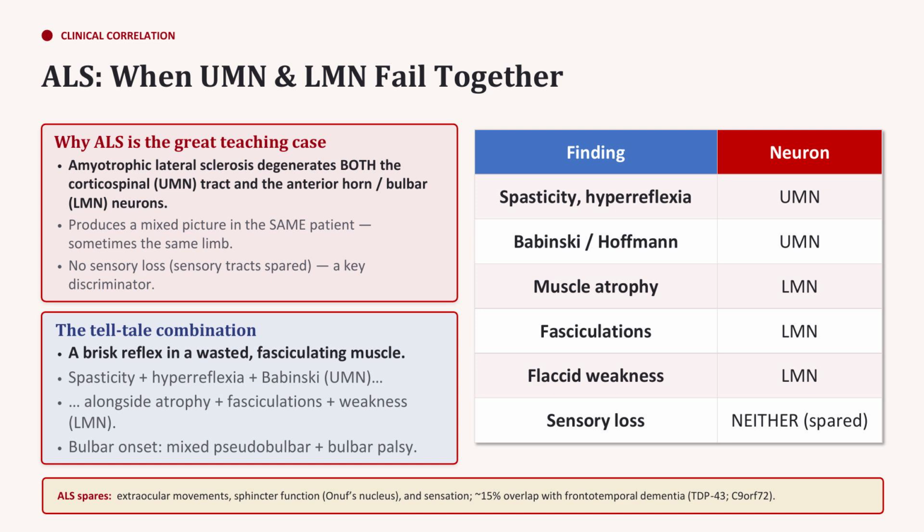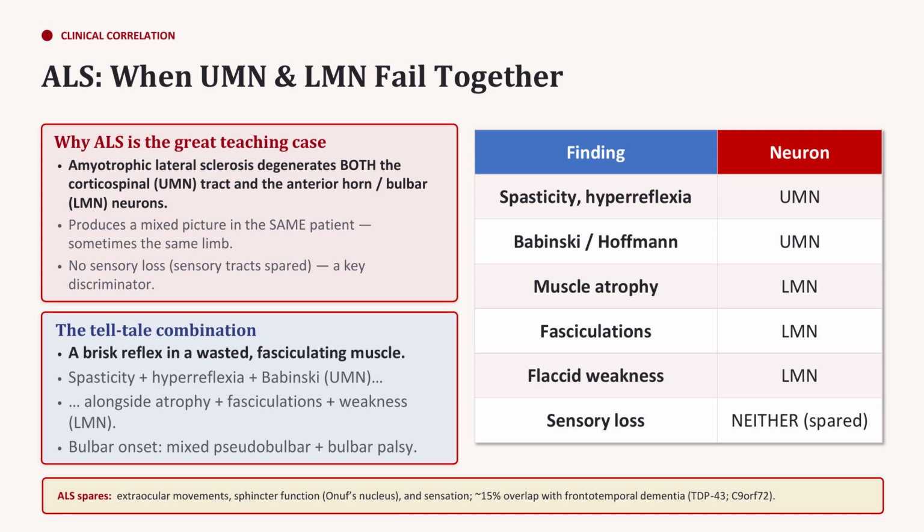Normally, atrophy and fasciculation mean lower motor neuron, which should give you a depressed reflex. But here, the coexisting upper motor neuron degeneration keeps the reflex brisk. Alongside that, you may see spasticity and Babinski signs together with flaccid weakness and fasciculations elsewhere. Bulbar onset disease combines pseudo-bulbar features from upper motor neuron loss with a wasted, fasciculating tongue from lower motor neuron loss. And note the crucial negative in the little table.